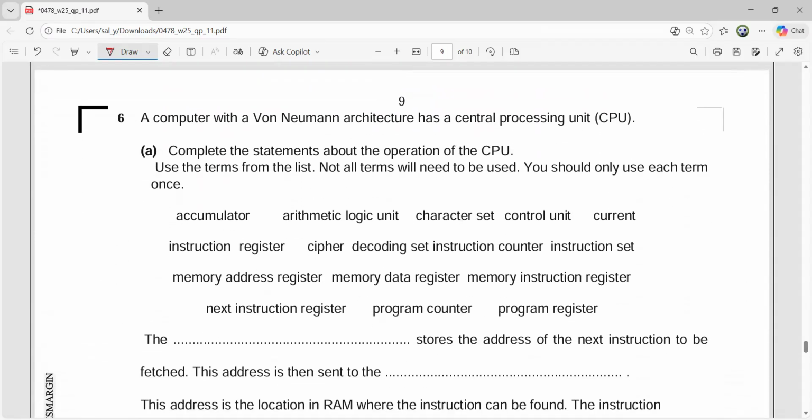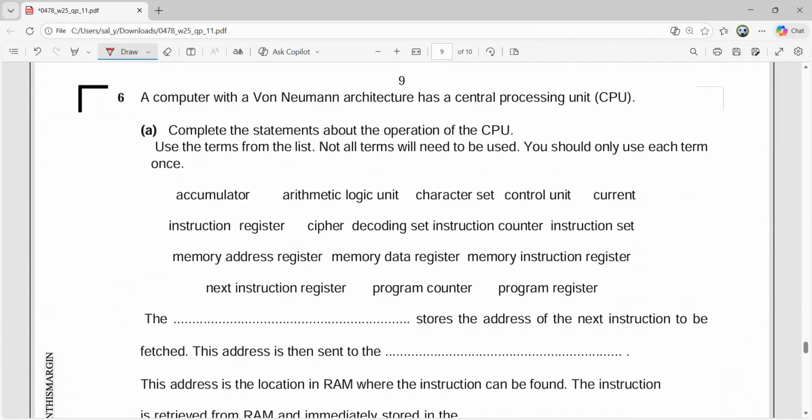Question number 6. A computer with a von Neumann architecture has a CPU, central processing unit. Complete the statements about the operation of the CPU. Use the terms from the list. Not all the terms will need to be used. You should only use each term once. And what are the terms?